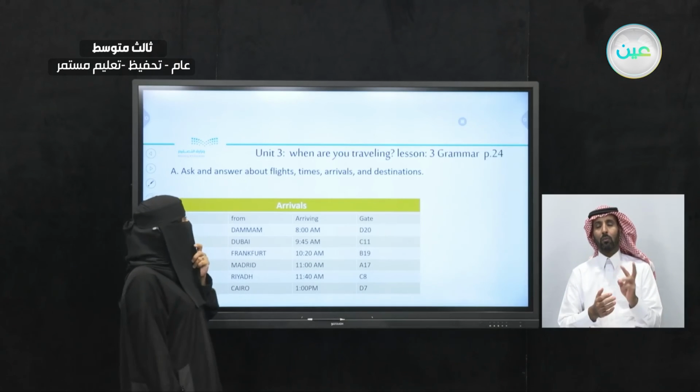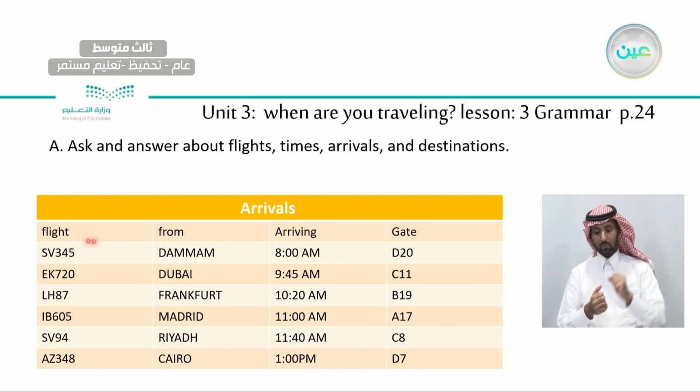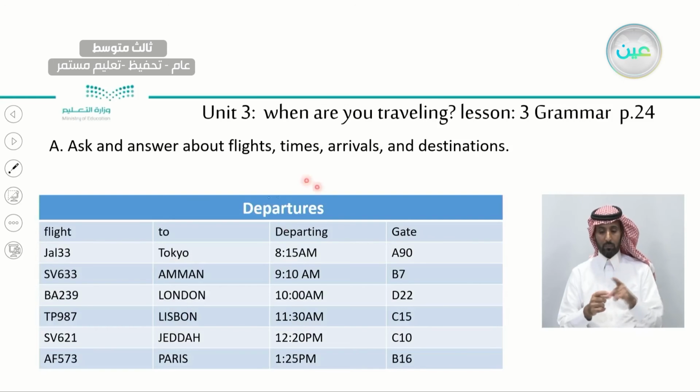We have this exercise. Ask and answer about flight times, arrivals, and destinations. So we have two tables. This one is for the arrivals and the other one is for departures. We have the flight number, where it's from, when it's arriving, and the gate number. Then we have another table, departures, the flights leaving the airport. We have the flight, where it is going to, the departure time, and the gate numbers.